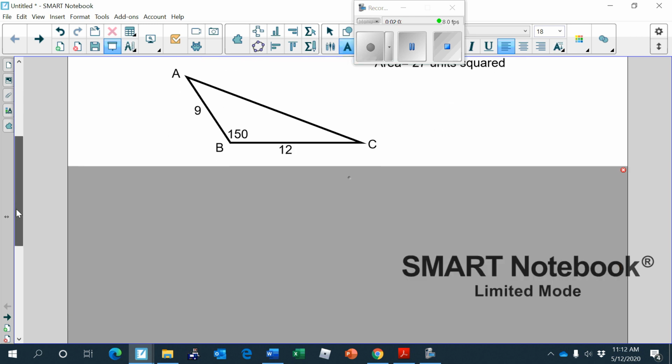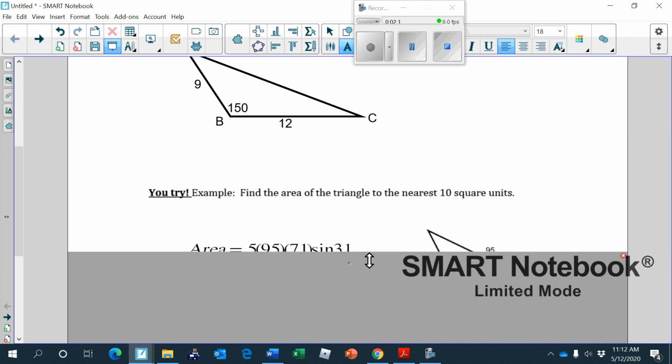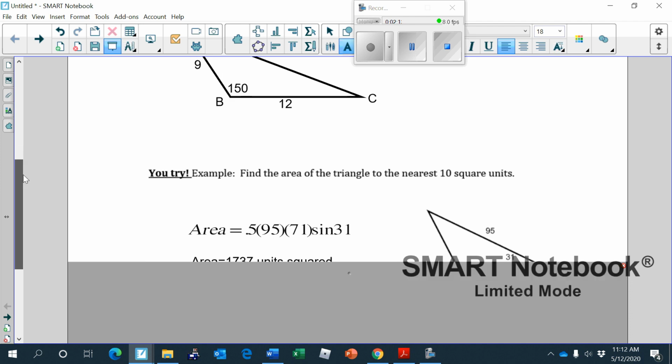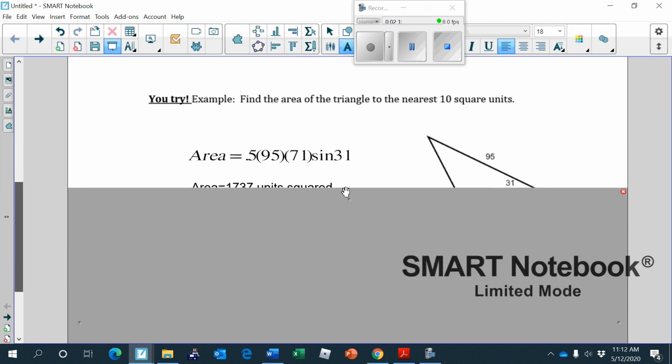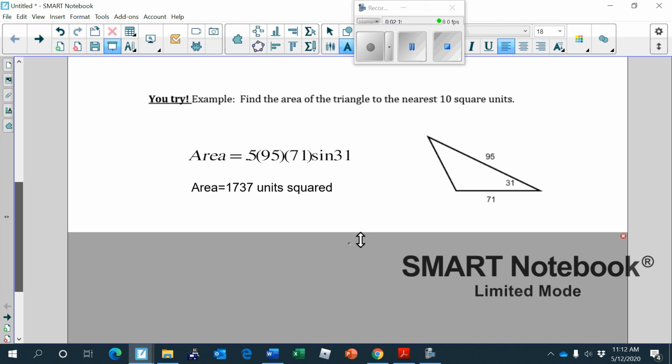Why don't you try the next one? Pause it for as long as you need to, and then come back to me. And welcome back. Here we go. You try example, find the area to the nearest 10 square units. Actually, forget 10 square units. We just want what the answer is. If you're rounding, we'll just round to the nearest whole number. It's easier in this case.